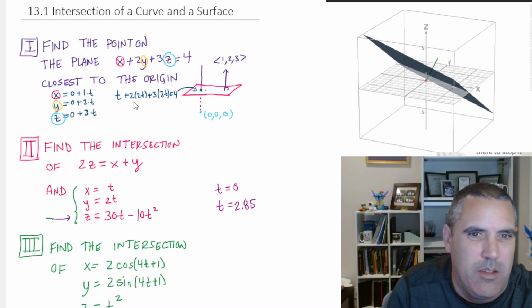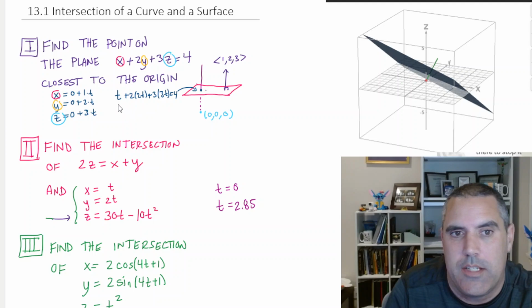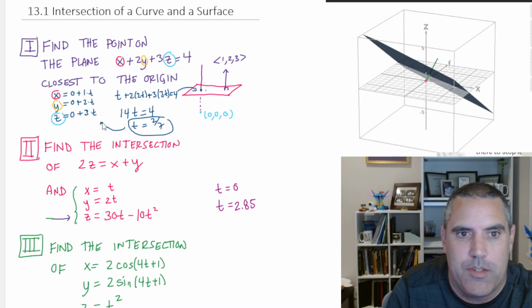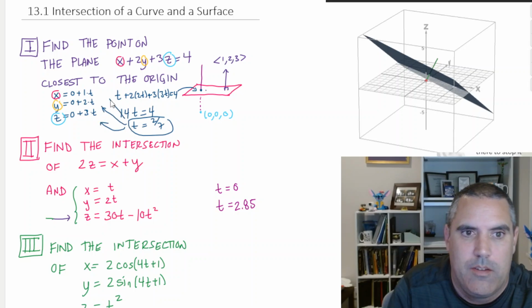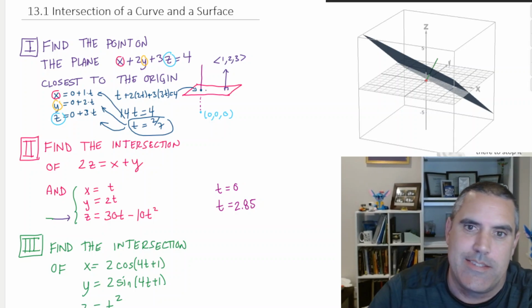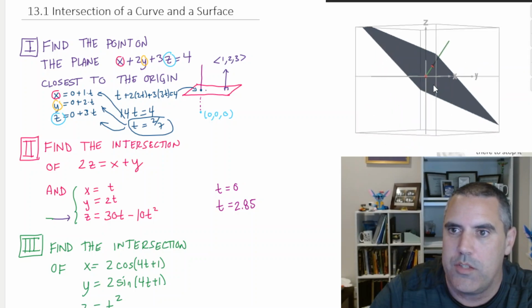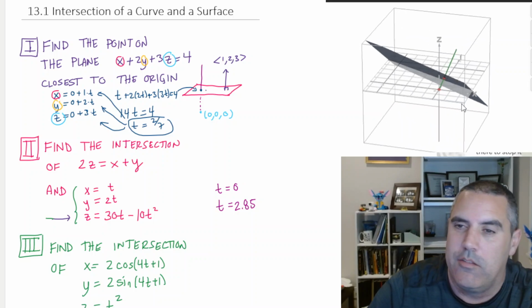It's fairly easy to solve. I think in this case, you get 4t plus 9t. So let's see, that's 4 plus 9 is 13, and then 1. So it's going to be 14t equals 4. You're going to get t is 2/7. You're going to substitute this in for these, and there's your point. Your point is 2/7, 4/7, 6/7. It's that fast. So intersections of curves and surfaces don't have to be bad at all.